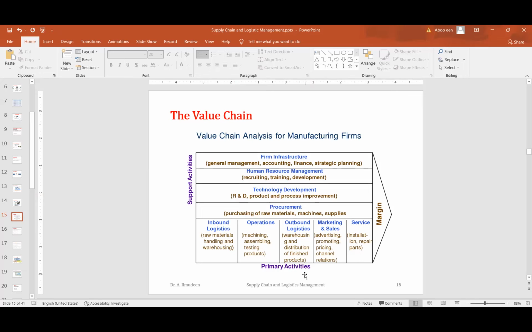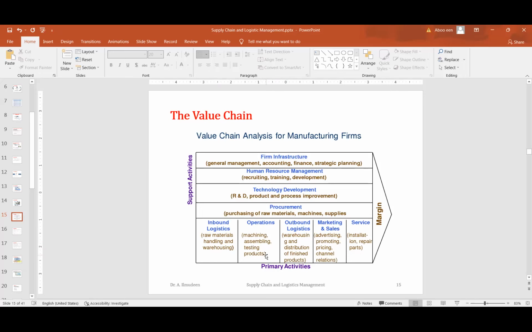And here you see the primary activities: inbound logistics, raw materials handling, and warehousing. Inside the organization, the process involved is to handle the raw materials, like moving raw materials from the warehouse to the production plant, and the finished goods are stored in the warehouses. So inbound logistics is the logistic arrangement inside the organization to send the raw material to the production plant, and finished goods are transferred to the warehouses. Operations, the routine operations, like machining, assembling, testing, product.